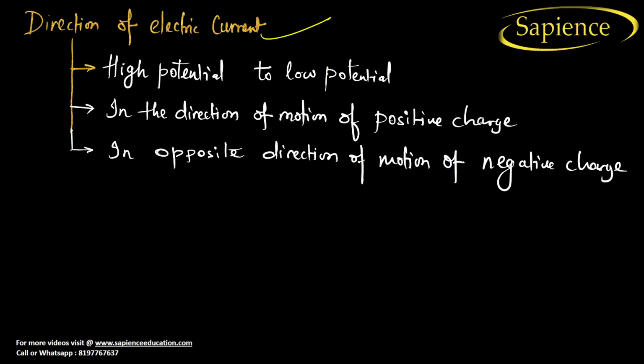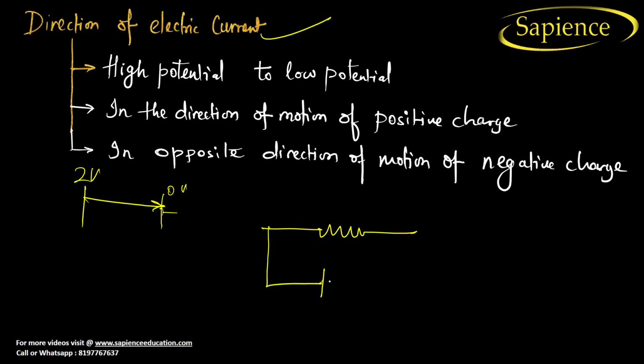Direction of electric current. High potential to low potential. For example, if this is 2 volt and this is 0 volt, so the current will flow from 2 volt to 0 volt, in the direction of motion of a positive charge. What do you mean by direction of motion of the positive charge? Let us consider there is a resistance like this, and we have connected a battery, and this is positive and negative. So it means that the flow of positive charge is from this direction to this direction, and the current direction is also in this direction. So in the direction of the motion of positive charge.